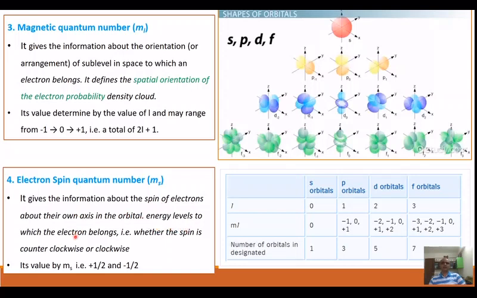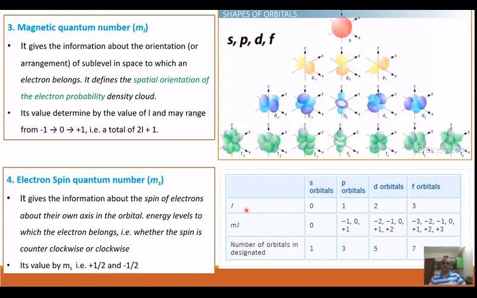Whatever energy level the electron belongs to, the spin may be counterclockwise or clockwise. Its value is represented by the symbol ms, which may be plus half or minus half.